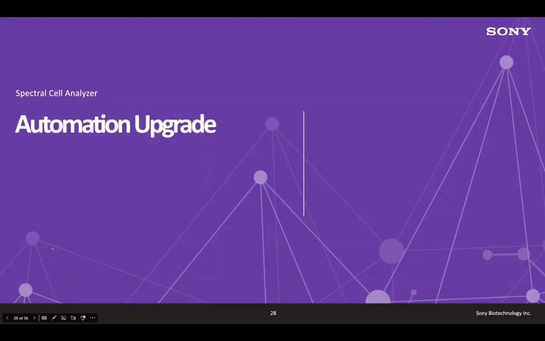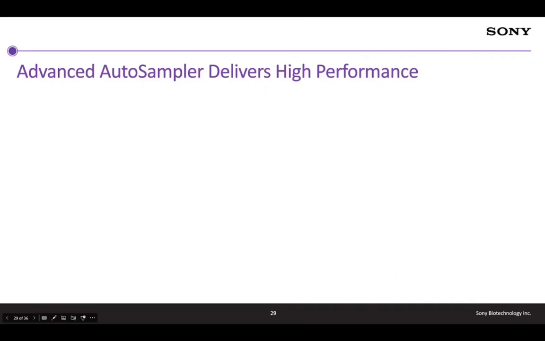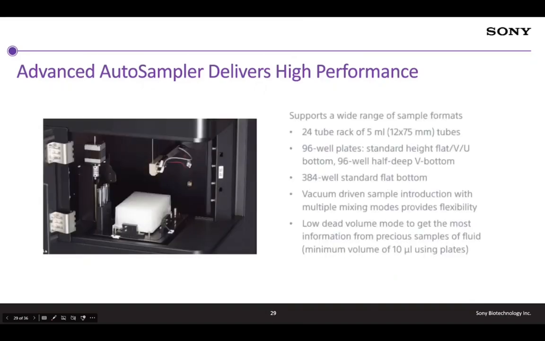So now we're going to talk about the automation upgrade with the ID7000 and the new robot arm. So our autosampler delivers really high performance. There's no hardware changes between using 5 mL tubes in your 24 tube rack, or you can use 96 well plates, U bottom, V bottom, flat bottom, half deep, full deep, 384 well plates. No hardware changes. They all just fit into the autosampler right here.